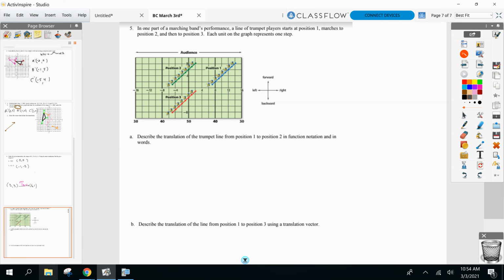All right, so going to our marching band here. You guys see I got 3 positions, and in case you needed it, I got left, right, forward and backward. So here's what I want to know first. How to get from position 1 to position 2. First, I want it in words, like right, left, this many units. And then I want it in function notation that we discussed earlier today.